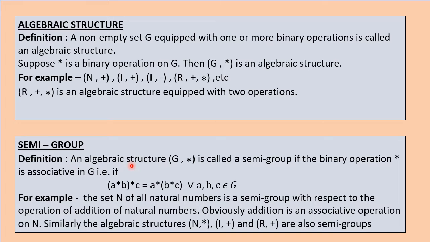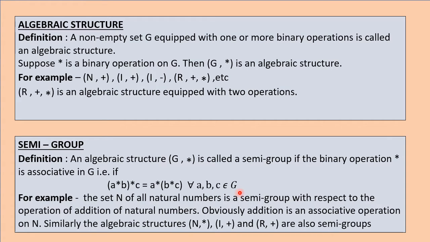Next topic is semigroup. An algebraic structure (G, star) is called a semigroup if the binary operation star is associative in G, that is, if (A star B) star C is equal to A star (B star C) for every A, B, C belonging to G.